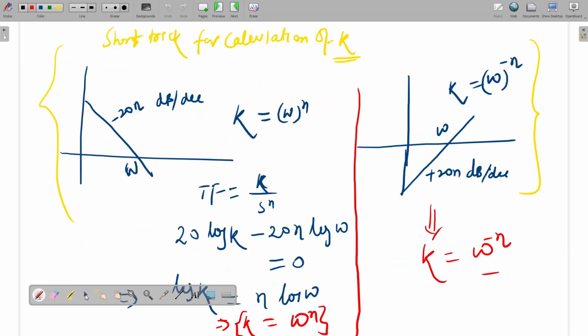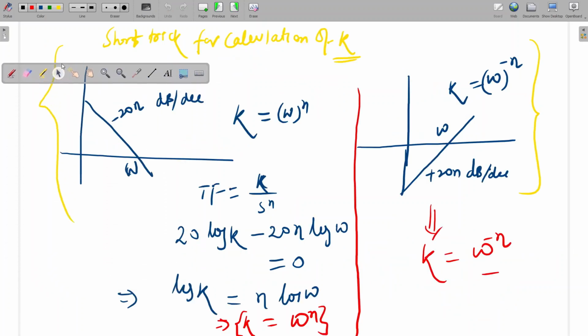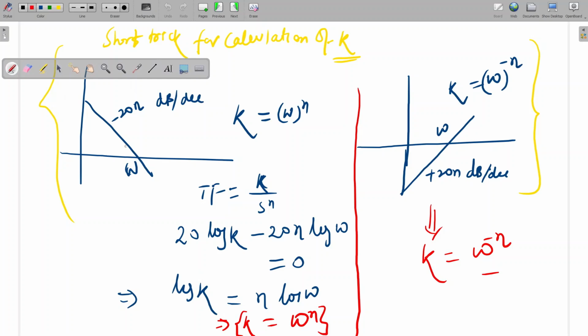So this is also the same concept. If this kind of line is given, initially only minus 20n dB per decade, and it crosses at omega, then here K will be equal to omega to the power n. Directly, if this kind of line is there, we can calculate the K value. If you see the basic form, the transfer function will be K divided by S to the power n. Then only we will get minus 20n dB per decade. So we know the magnitude at omega.